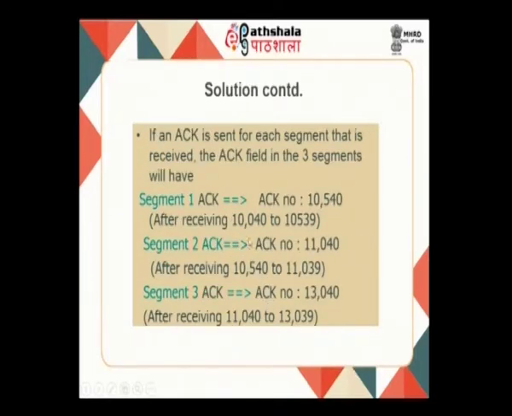And what will be the acknowledgement values? The first segment, assuming that each segment is acknowledged as soon as it is received, okay. So, segment 1 acknowledgement number will be 10,540 because it has received 10,040 to 10,539. So, having received 10,539, next byte expected is 10,540. So, it will show that the acknowledgement number will be 10,540. Second segment's acknowledgement number similarly will have a value of 11,040 after receiving up to 11,039. Similarly, third segment's acknowledgement will be 13,040 after receiving up to 13,039. Okay. So, you can see this is basically how the sequence numbers and the acknowledgement numbers will be given.